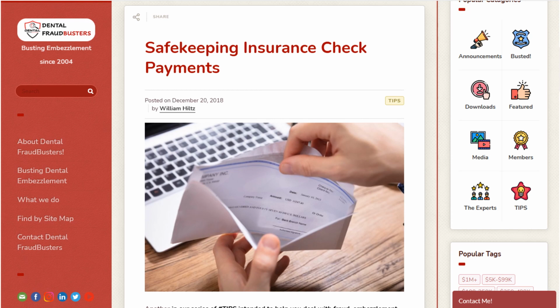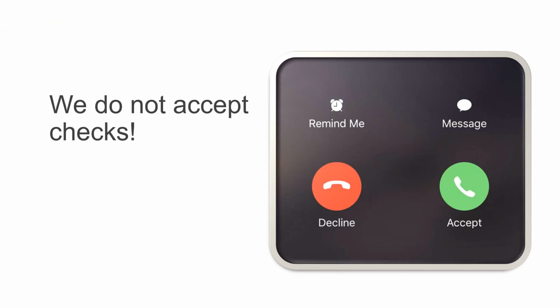So in the lesson, there's a post called Safekeeping Insurance Checks. This is for Fraudbuster members only. There's a lot of tips here about how to keep your insurance payment checks that are coming in the mail safe and protected. Now, if you remember, I said that cash was inducible.